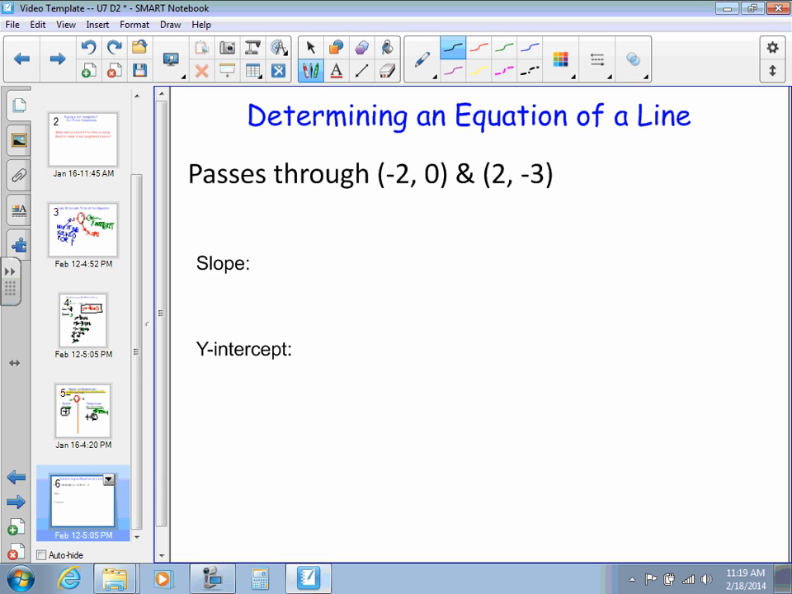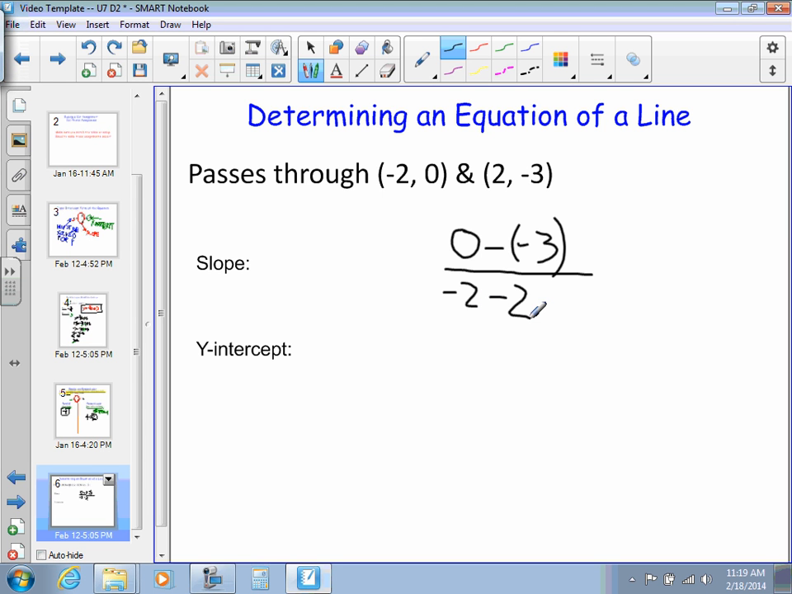Okay, now they're not giving us a slope either, they're just giving us 2 points. So we're going to need to calculate the slope and then calculate the y-intercept. So first we're going to calculate the slope. So I have negative, oops, I'm trying to make a mistake here, so let's do it right. So I've got 0 minus negative 3. Those are my y's, my change in y, over now my change in x, negative 2 minus 2.